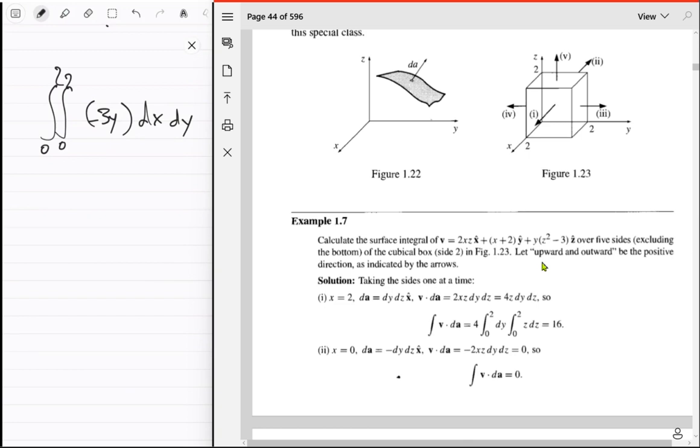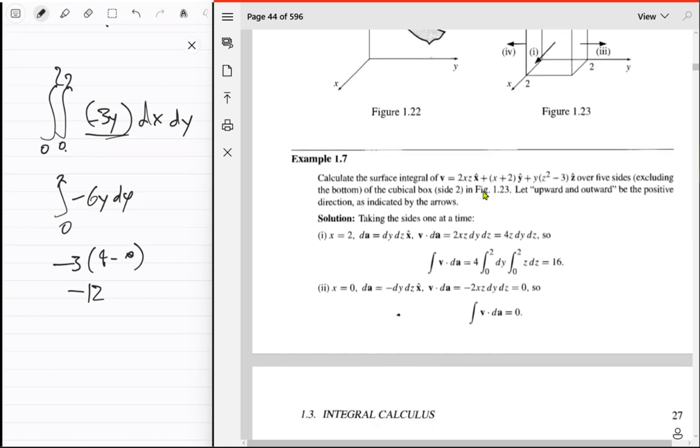Trying to get this guy. But 0 to 2 of something that's not dependent on x at all, just like 2 times of this guy, which is, yeah, that's gonna be the thing. So just negative 6y dy is integrated from 0 to 2. Sorry for that. So it's negative 12. That's our surface integral. Easy.